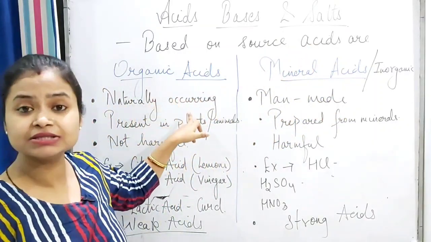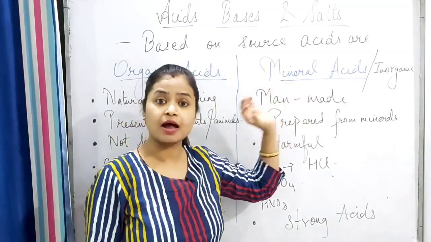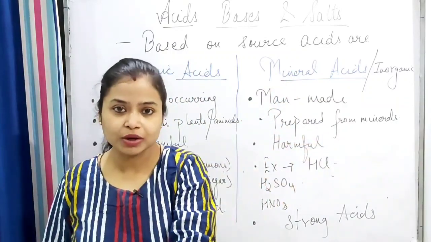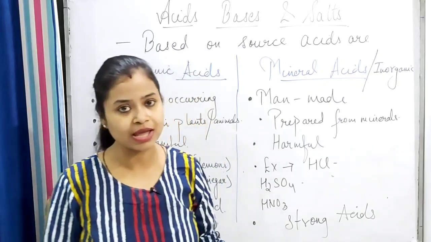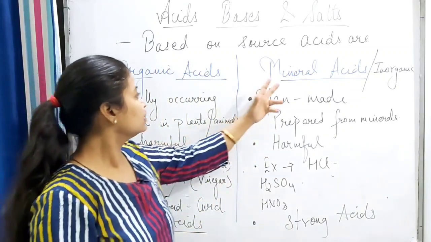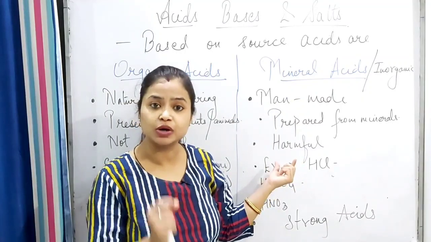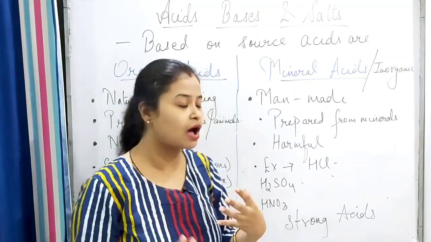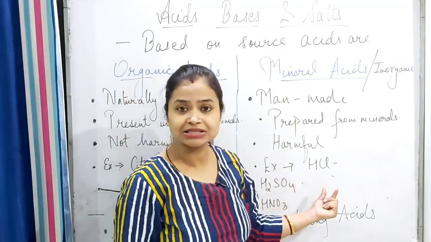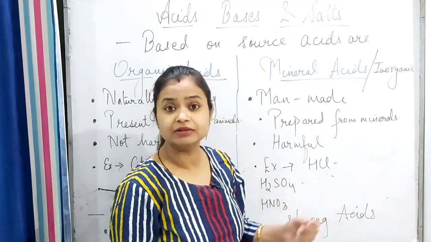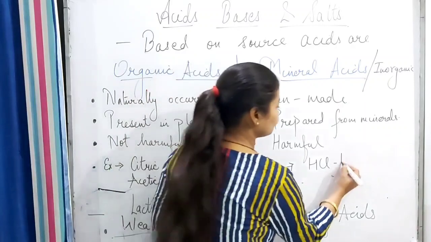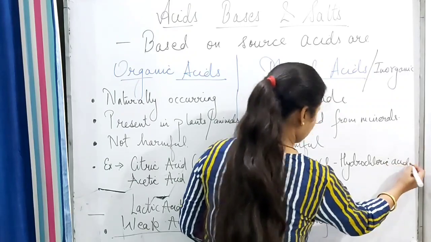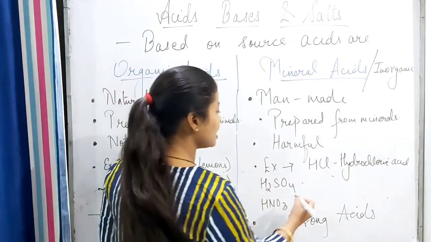As I told you, organic acids are naturally occurring, mineral acids are man-made acids. They are prepared from minerals. You all know what minerals are, which are found beneath the earth. Mineral acids are harmful to us. If they fall on our skin, then we can get burnt, so they are harmful. Examples of mineral acids: I have written here a few examples. The common mineral acids are HCl. What is HCl? It's nothing but hydrochloric acid. Then I have written here H2SO4.